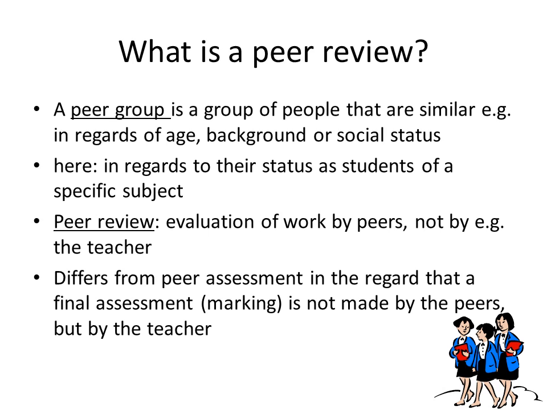So what exactly is peer review? And what exactly are peers? A peer group is a group of people that are similar, for example in regards of their age, their background, or their social status. In our case, it would be in regards to their status as students of a specific subject. Peer review is now the evaluation of the work of a student by his or her peers, hence other students of the same level, not by the teacher.